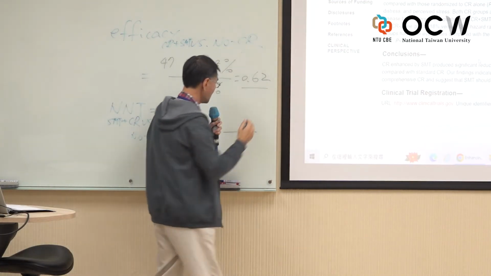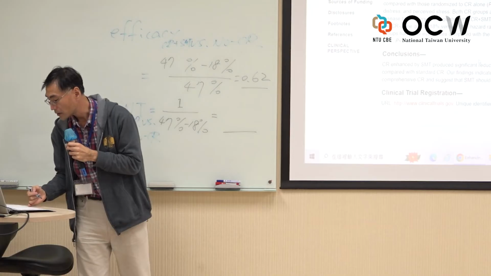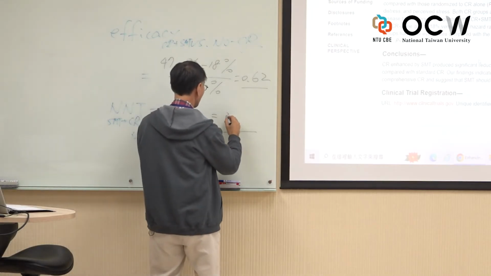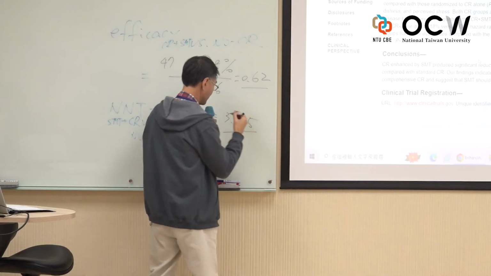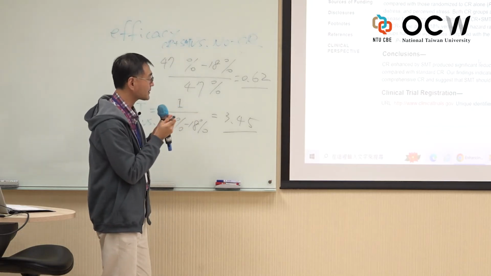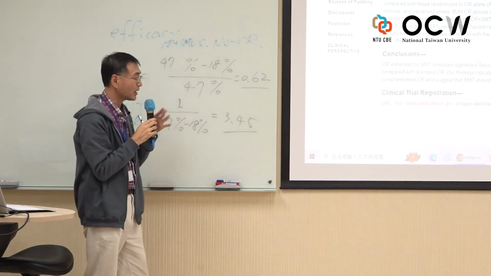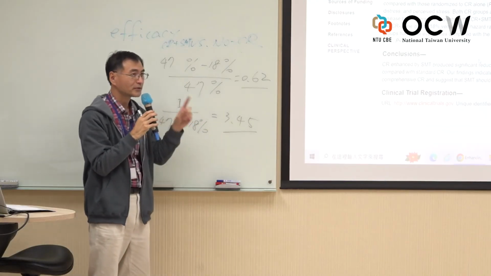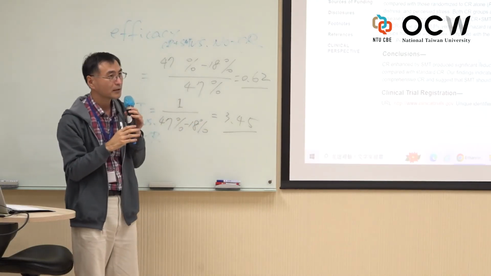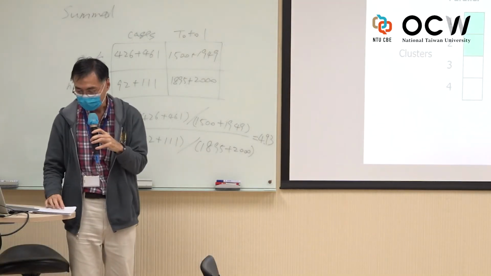62%, and the NNT will be 3.45. See, like what I expect. This number will be bigger than the previous two, right? And the number will be smaller. So every 3 to 4 people, you could save 1 from the event after the, okay. So let's keep on moving.